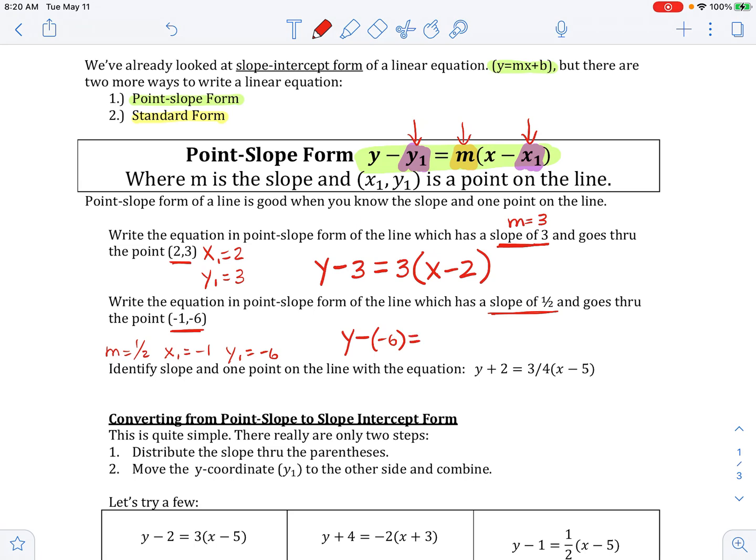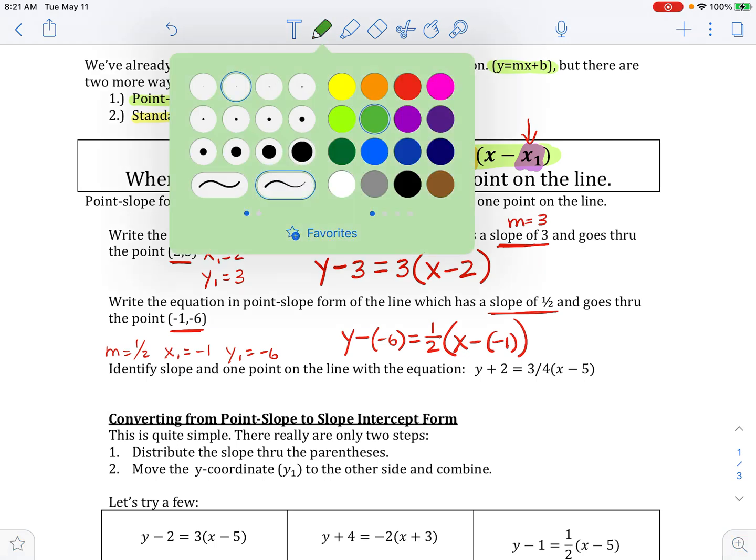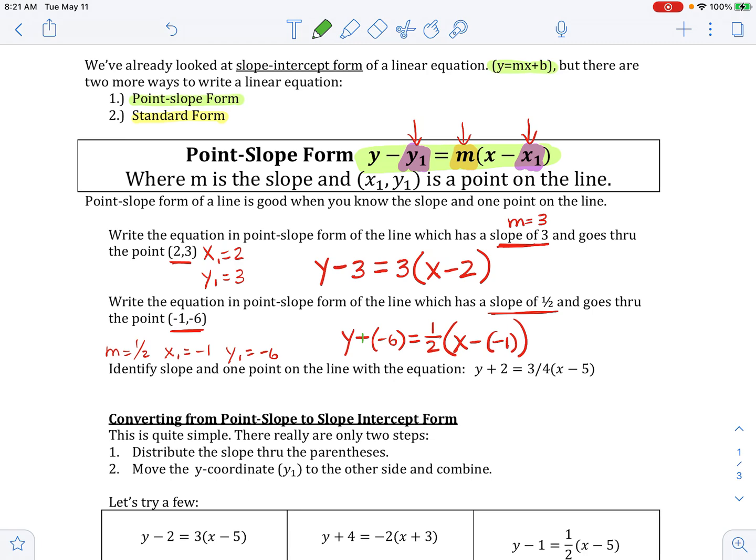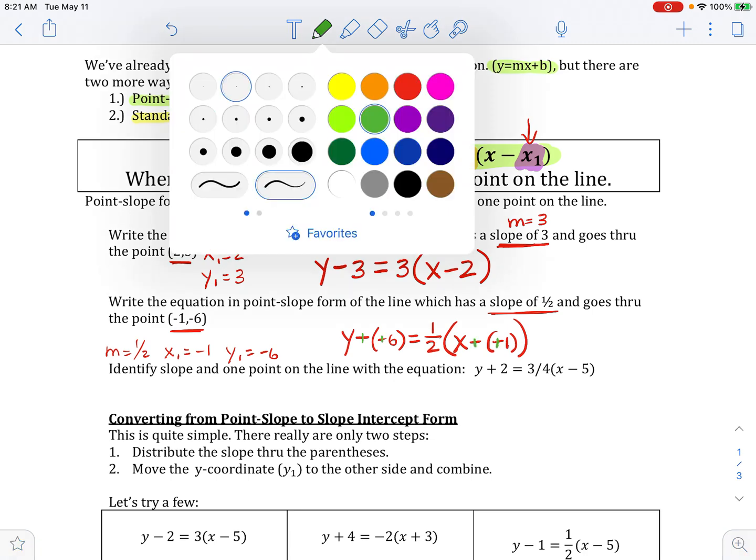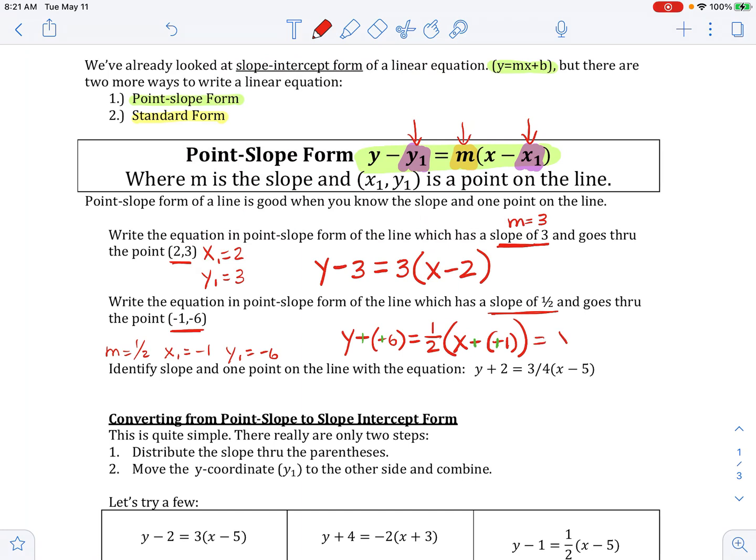So it looks kind of like this. y minus -6 equals m, which is 1/2, times the quantity x minus x sub 1, which is -1. So we got this kind of thing going on. Now, we don't usually leave it in this form. Instead, what we do is we change all the minus negatives to plus, and we rewrite the equation kind of like this: y plus 6 equals 1/2 times the quantity x plus 1.